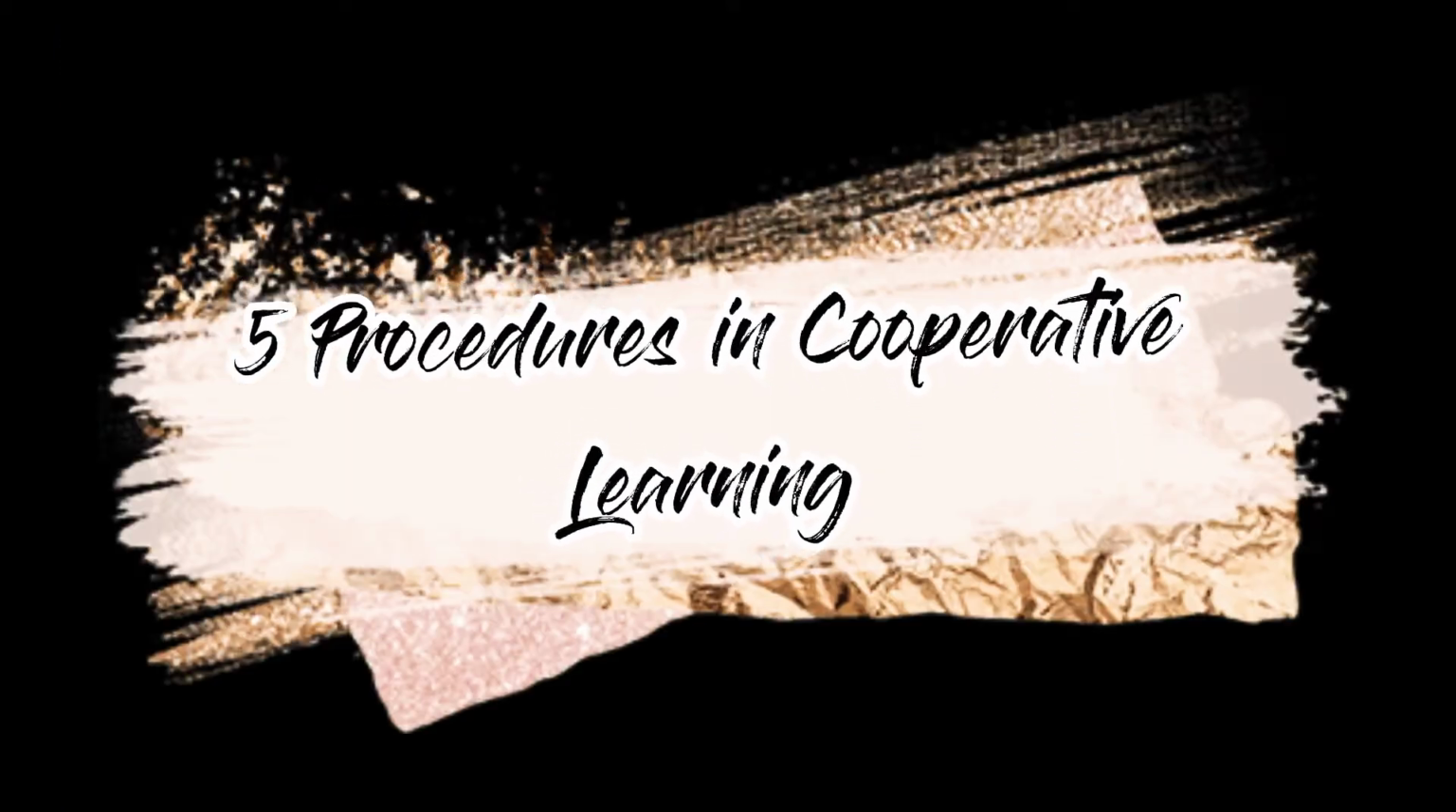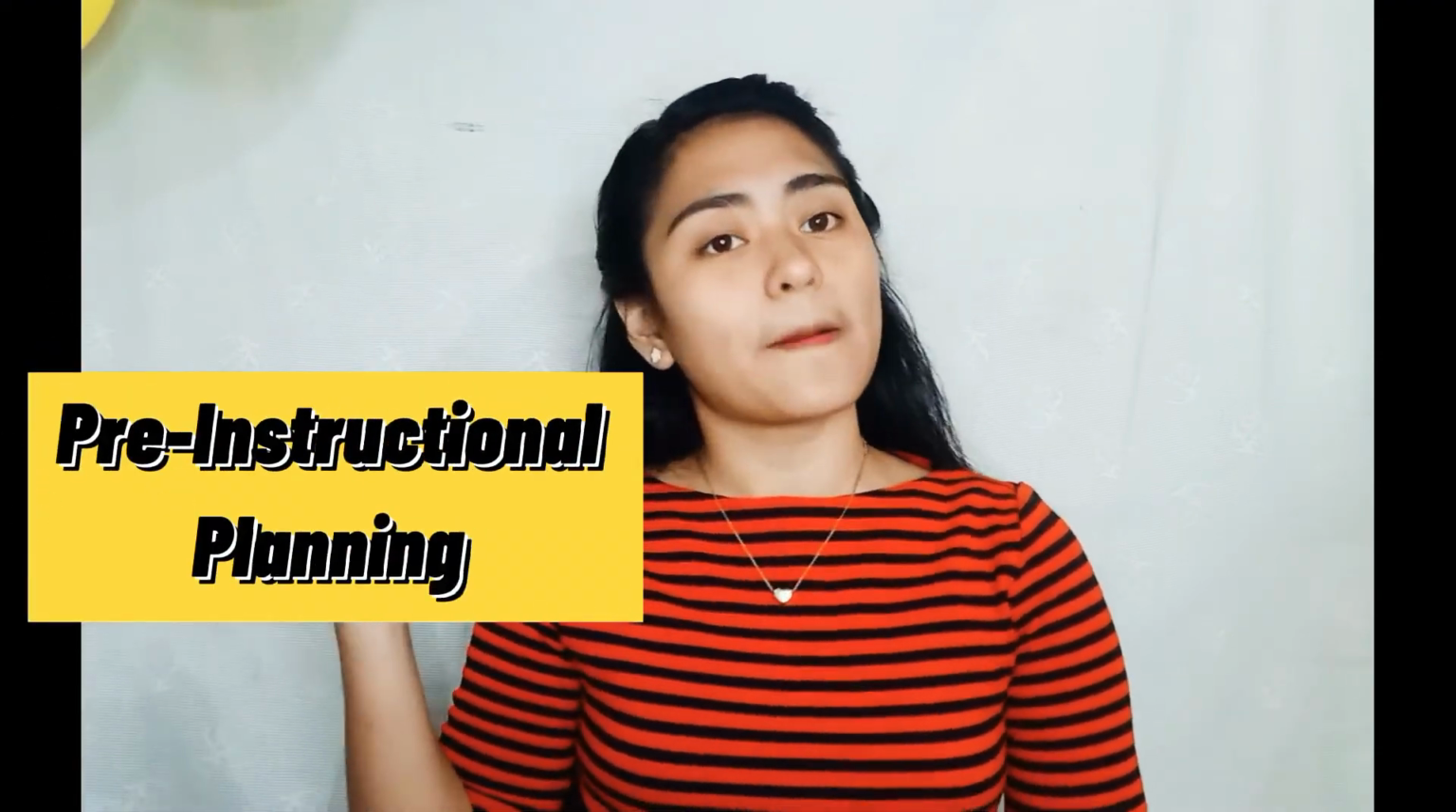Next, let's go to the procedures on how cooperative learning is done. Basically, there are also 5 procedures in cooperative learning. As a teacher, in conducting a cooperative learning strategy, first, you must plan out. It is called pre-instructional planning. In the instructional planning, you plan out how you are going to form the groups and the structure on how the members will interact with each other.